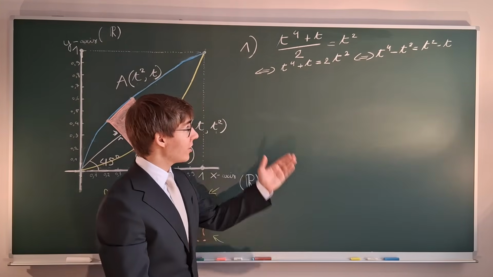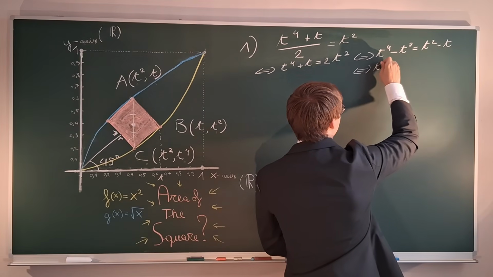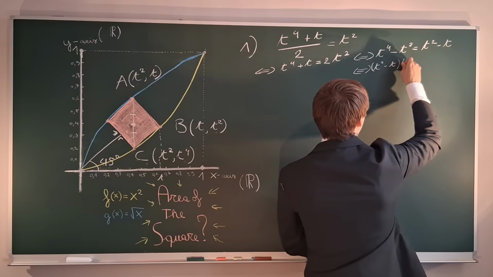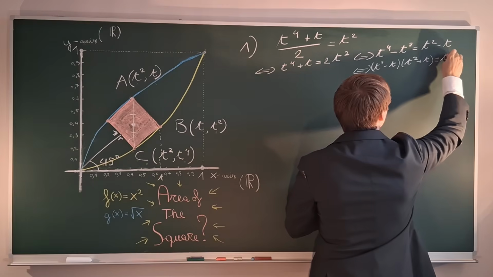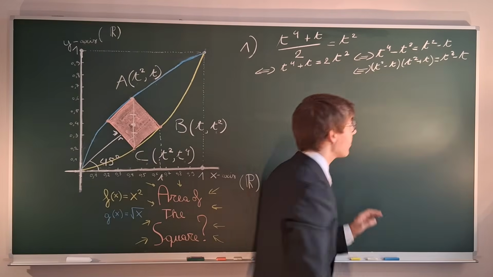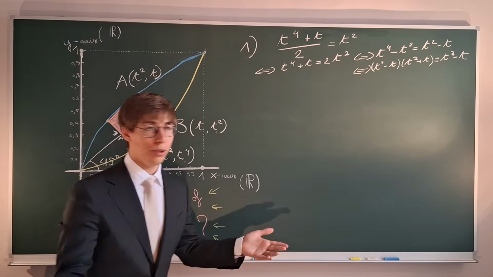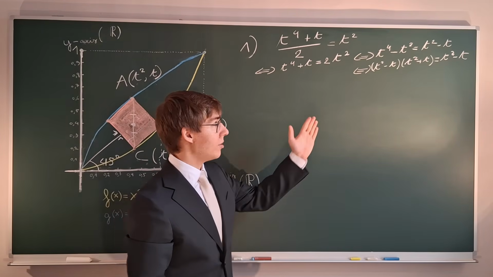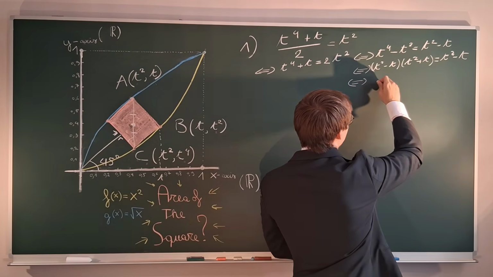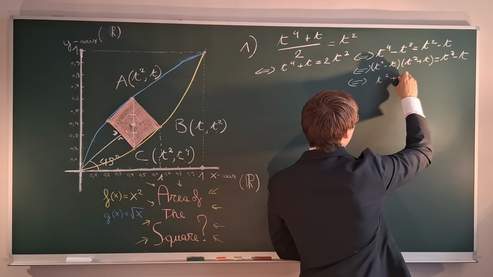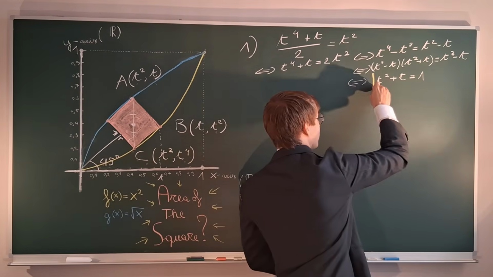But now notice that we can factor this left part of the equation, which gives us that (t squared minus t) times (t squared plus t) is equal to t squared minus t. And since t squared is not equal to t, because then t should be 1, we can divide by t squared minus t by that factor. And this gives the equation that t squared plus t is equal to 1, which is our first way to get to this result.